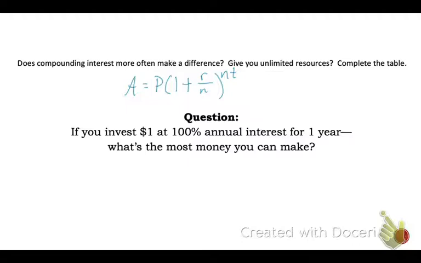So the question in terms of money is, if you invest $1 at 100% annual interest for a year, what's the most money that you can make as you compound it as many times as possible? So 1 will be our P, our principal. Our rate is 100%, and that is just a 1 in decimal form. And then t is also 1. So lots of 1s. Our n, the number of times that we're going to compound it, will change.